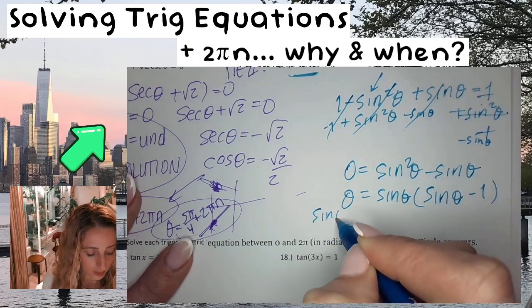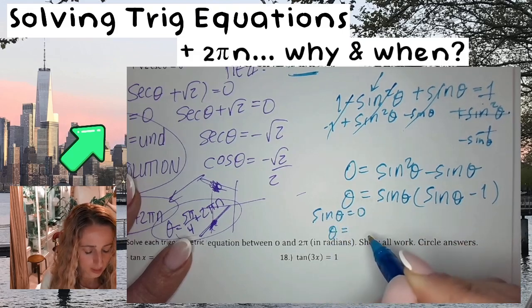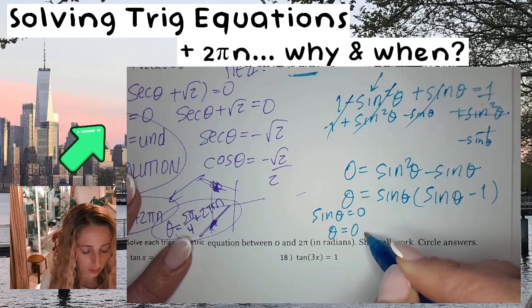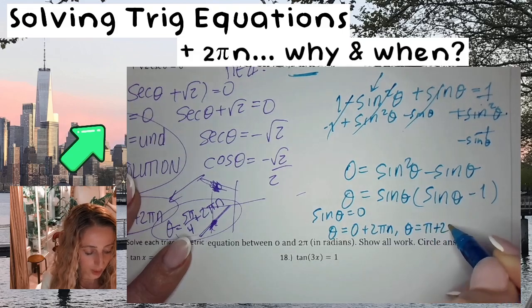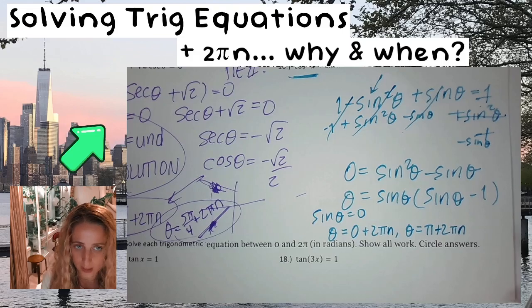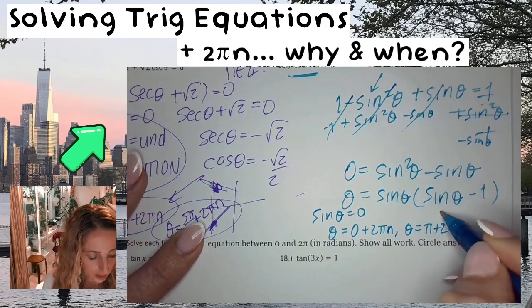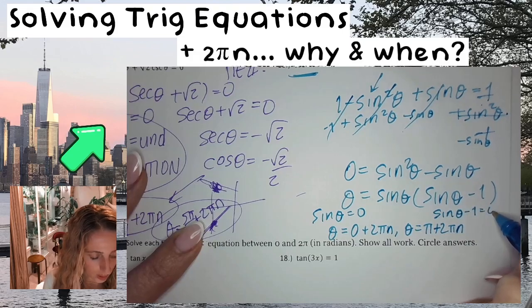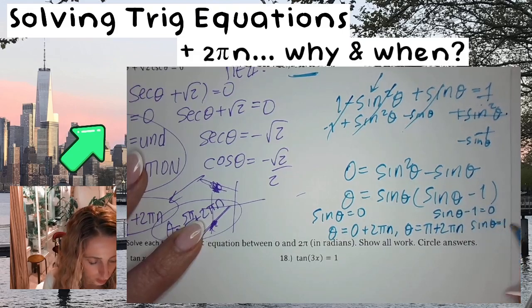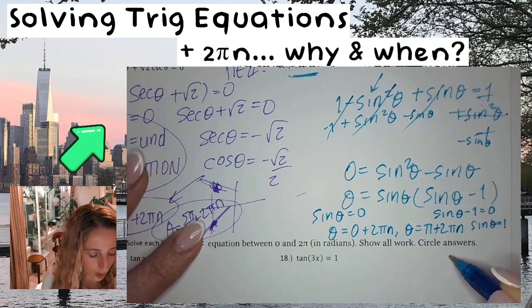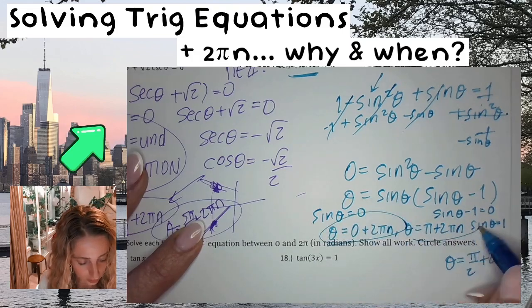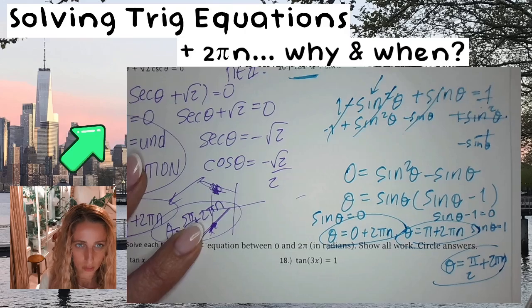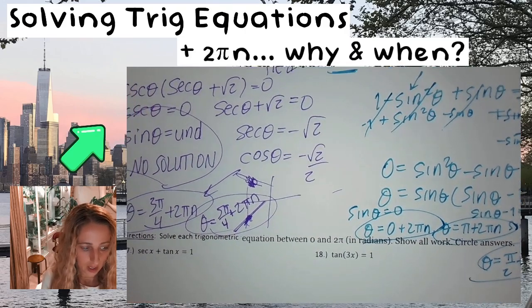Zero product property. I'm going to set sine theta equal to 0. And that means theta equals, when is sine 0, that means 0 plus 2 pi n, and when theta equals pi plus 2 pi n. I don't need to list 2 pi because that's also 0, so that would be silly. Then here I'm going to set sine theta minus 1 equal to 0, so that's when sine theta equals 1. So when does sine of theta equal 1? That would be when theta equals pi over 2, and again, all solutions, so plus 2 pi n. And there you go. That's your answers. 1, 2, and 3, right over there.